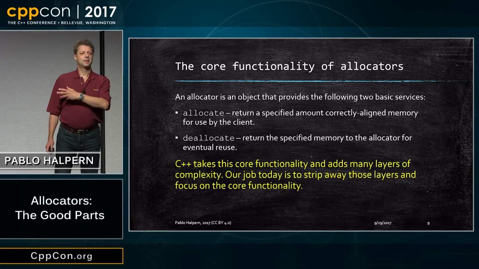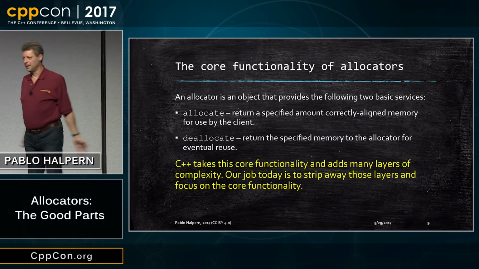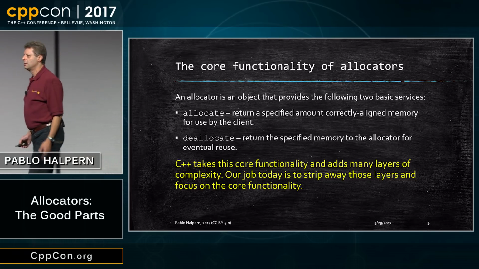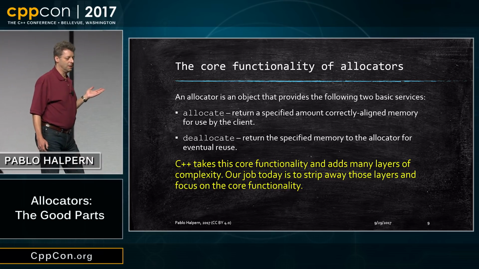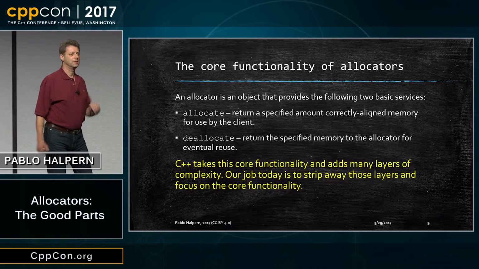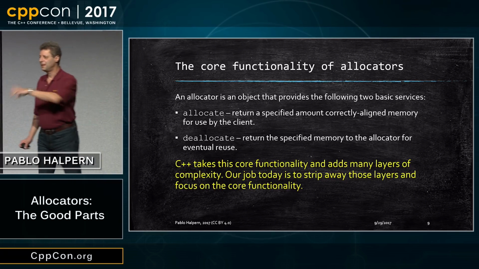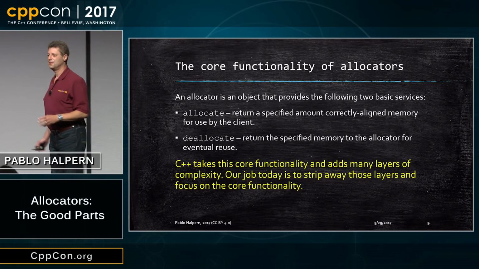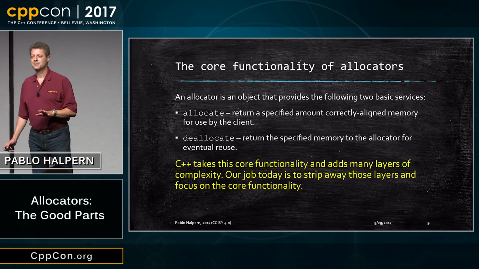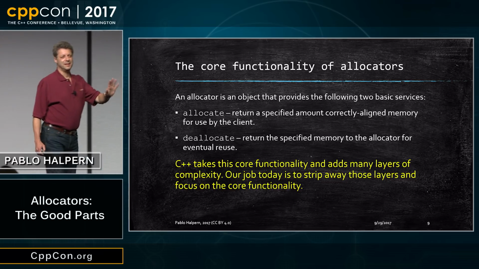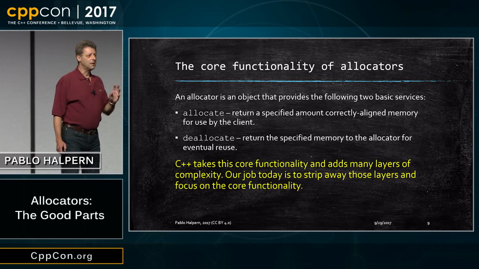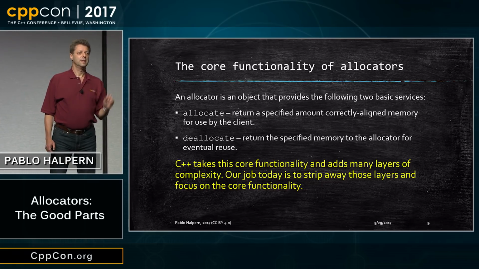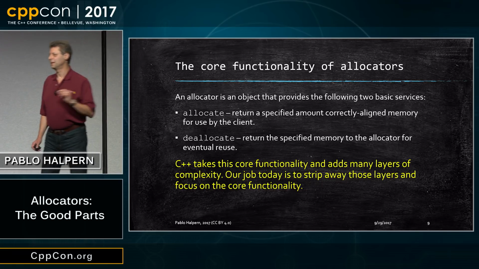So C++ takes this core functionality, and then we add layers of complexity to it. I should introduce myself. Until we got to this point, I was kind of hesitant to do so. I am responsible for a lot of the allocator stuff in the standard, but only the good parts. The stuff that was written in 1998, that was before my time. So the complexity, unfortunately, I am responsible for some of the complexity. In fact, a lot of the complexity.